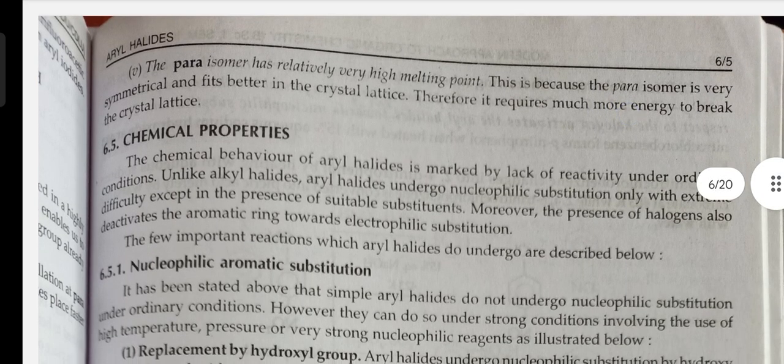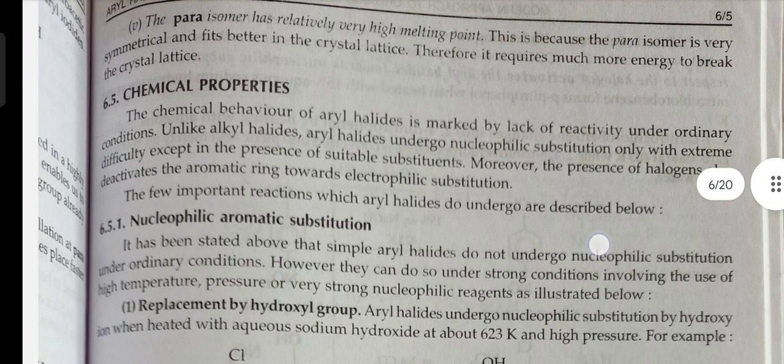Number 4. The para isomer has relatively very high melting point. This is because the para isomer is very symmetrical and fits better in the crystal lattice. Therefore, it requires much more energy to break the crystal lattice.